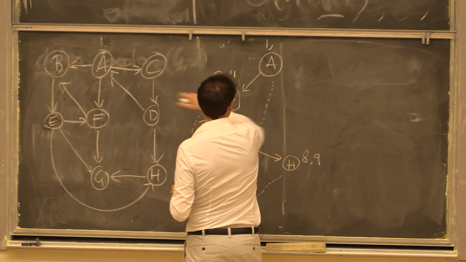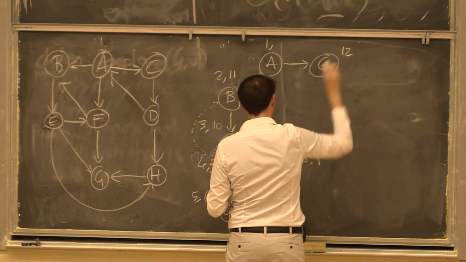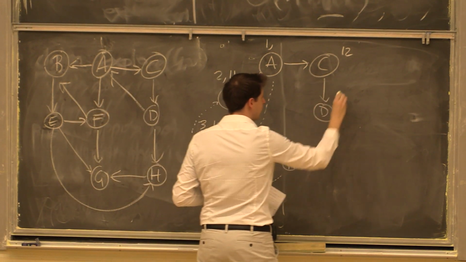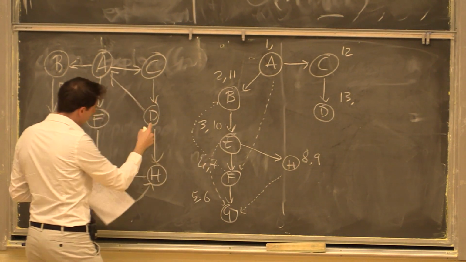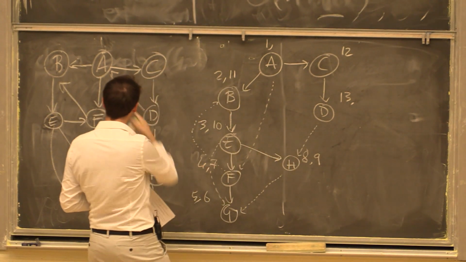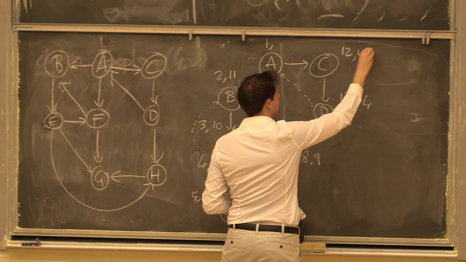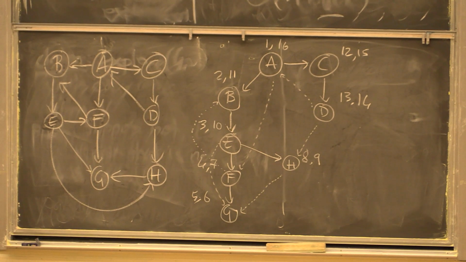Fine, so C we haven't seen yet, so we see C, and it's time 12. From C, I go down to D, which I haven't seen before, and it's time 13. At D, I have various outgoing edges. I have an outgoing edge to H, but I have already seen H, and I have a back edge going to A, which I've already seen. So I'm done at 14, done at 15, done at 16. All right. This is the type of computation you should be comfortable with. It is not so difficult to do on paper if you draw things out neatly.